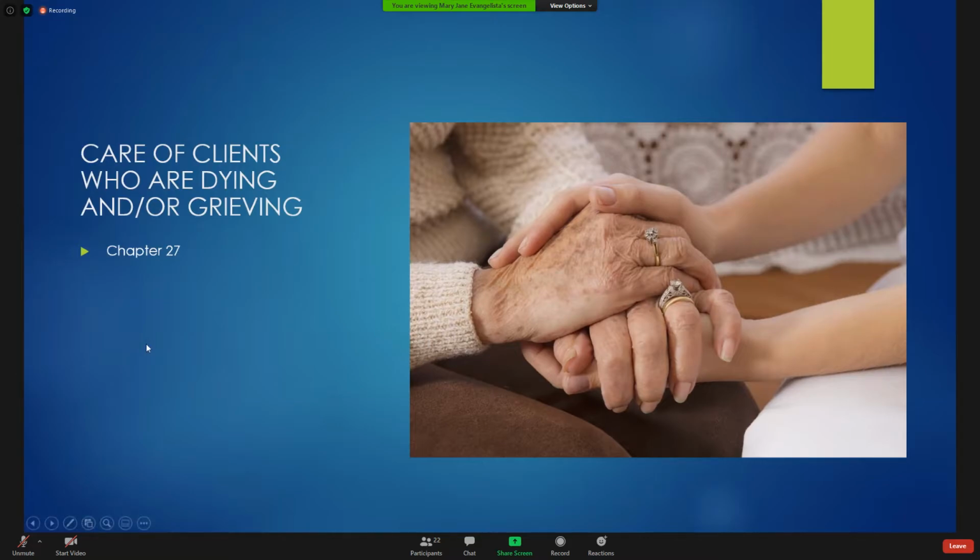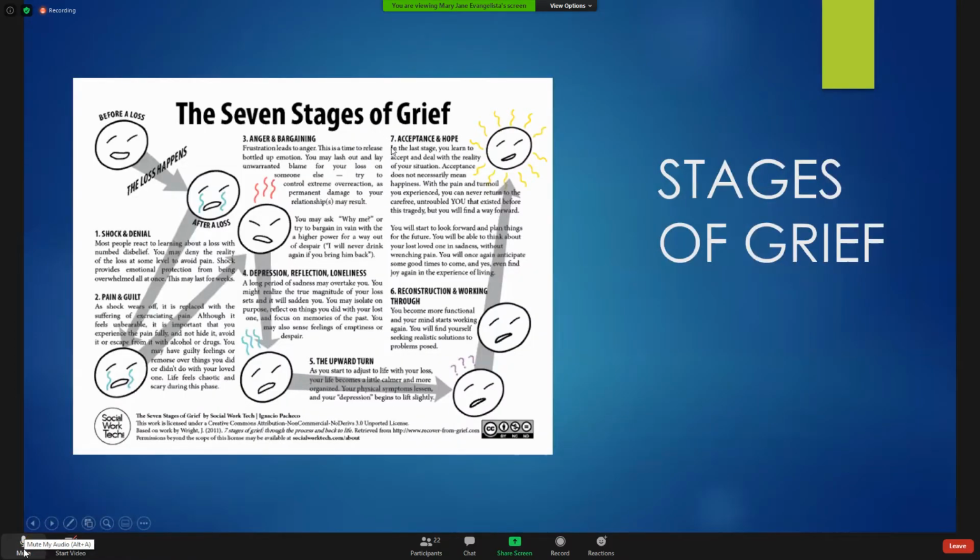Next one. So grieving, DABDA. I'll give you the answer. Care of clients who are dying or grieving. You're right, Mr. B. If you want to go to the hospice, you have to know the stages of grief. This is a favorite in your ATI and NCLEX.